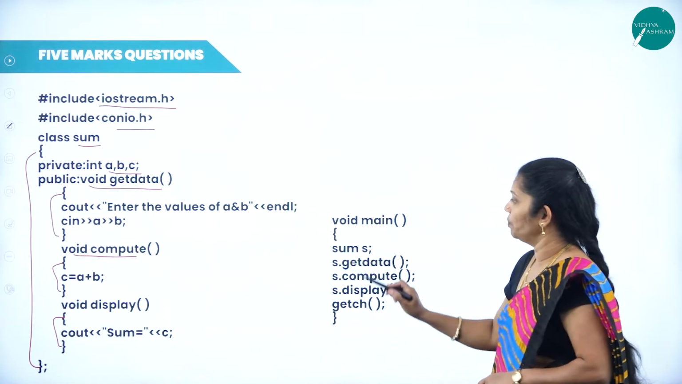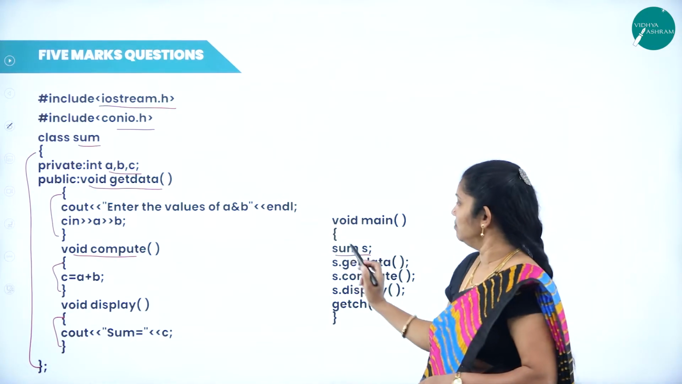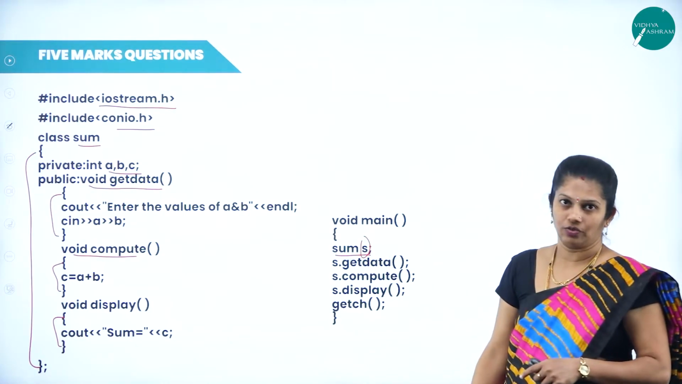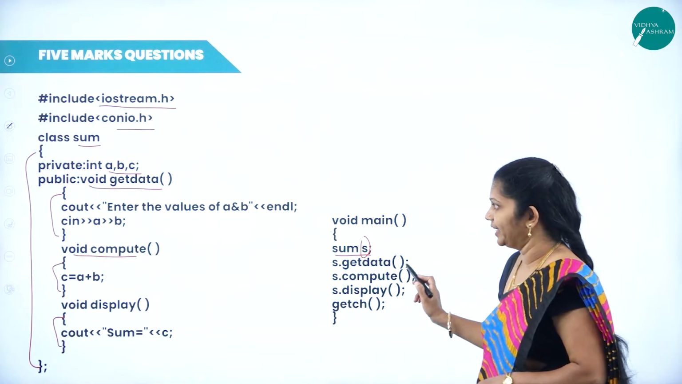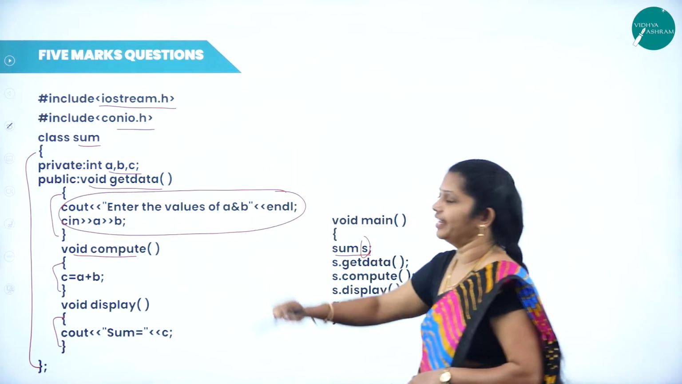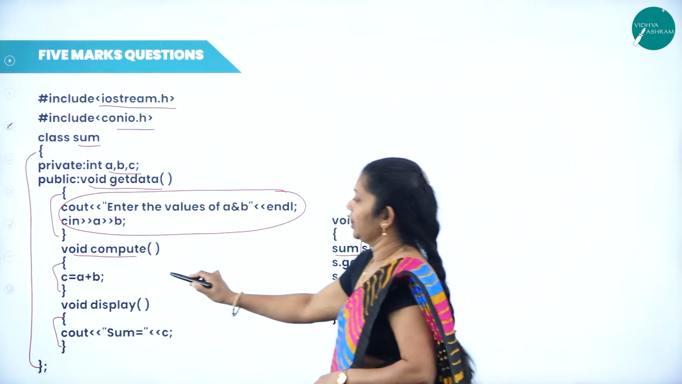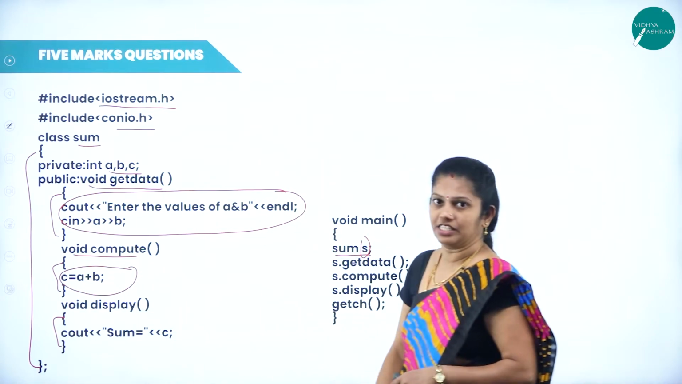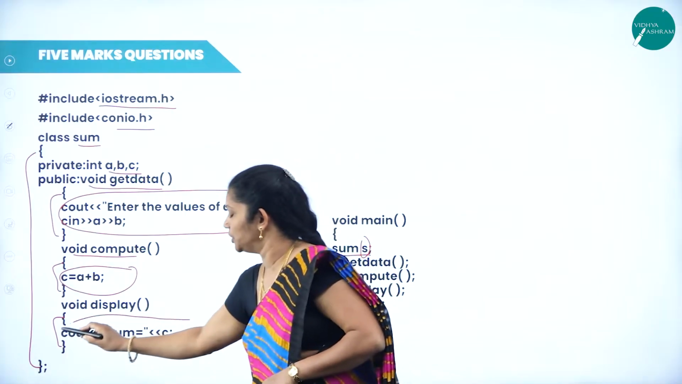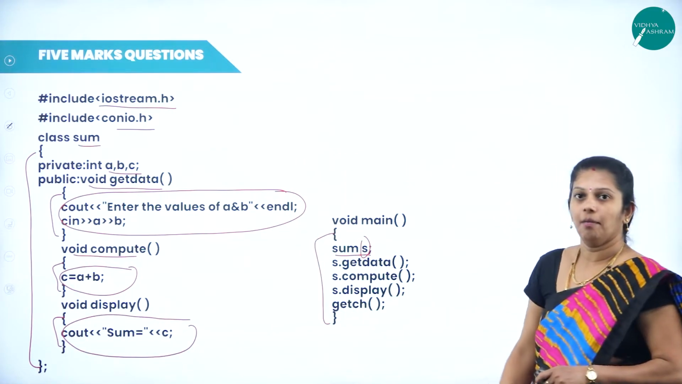Then here void main. We are creating an object here. The class name we have given is sum, then s is written, where s is the object of the class. Then when you write s dot get data, this part will automatically execute. The get data function will execute. When we write s dot compute, the compute function will automatically execute. Then when we write s dot display, the display function will automatically execute. Then getch, and here we are closing the main program.